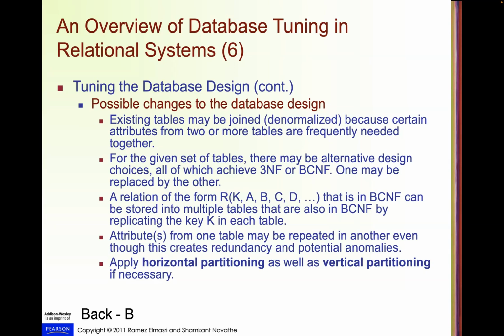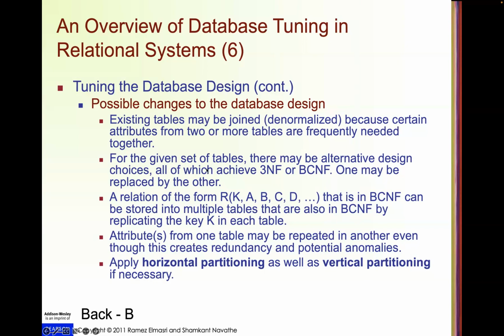The third one is a relation R with the fields K, A, B, C, D that is in the fourth normal form. BCNF can be stored into multiple tables that are also in BCNF by replicating the key, the K, in each table. So it says that if you have a table in the fourth normal form, then it can again be stored into multiple tables by using this key. For example, I can have one table created using K, A, B. This becomes my one table. I can make the other table with K, C, D, because this primary key is going to connect the two split tables to fetch a record.